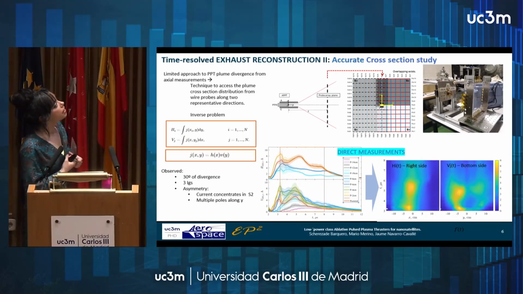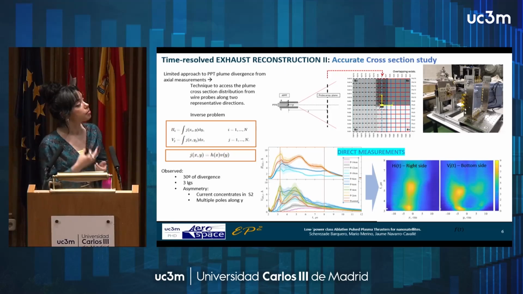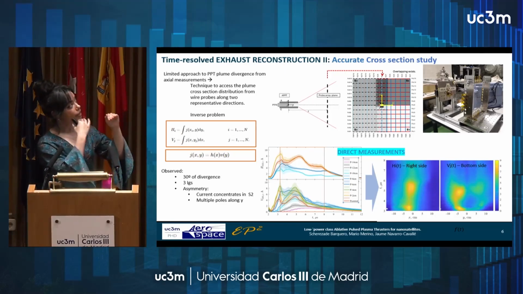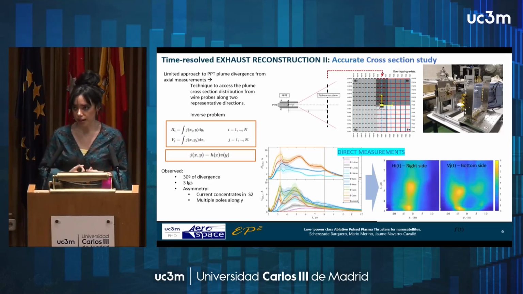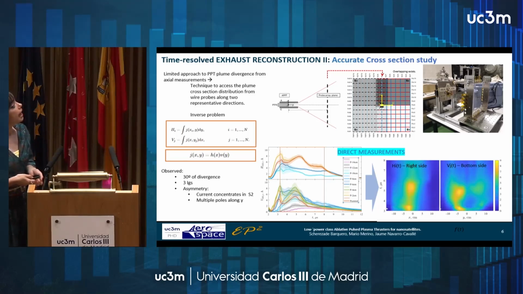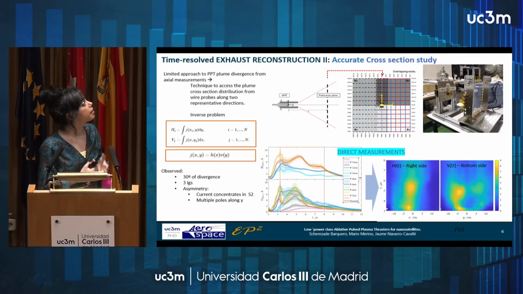What we use for this is a probe-grid system we have developed, with which you can reconstruct the current density distribution in space along the cross-section from the integral line measurements along the two representative cross directions of the plume. And what we use is to resolve the inverse problem, defining the current density functions with variable separation.